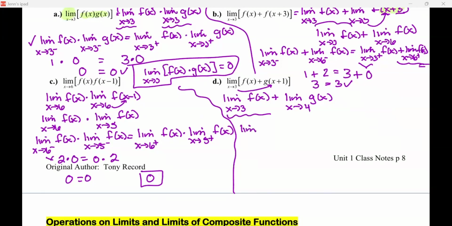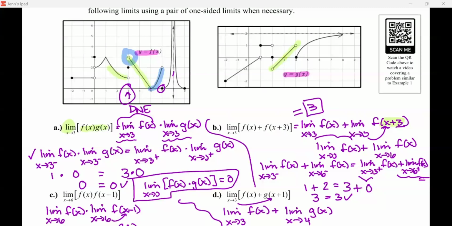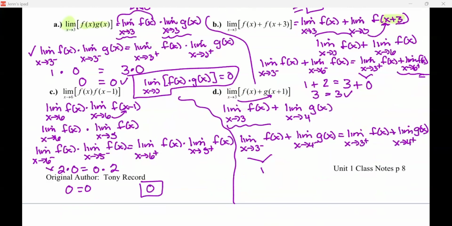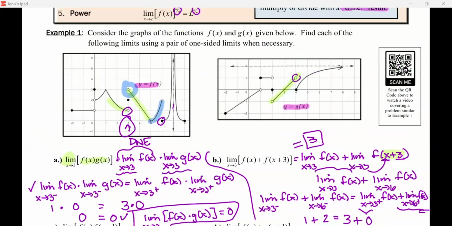So the limit as x approaches 3 from the left of f of x plus the limit as x approaches 4 of g of x from the left is equal to the limit as x approaches 3 from the right of f of x plus the limit as x approaches 4 from the right of g of x. So when I find the limit as x approaches 3 from the left, as I've done, that's going to be 1 plus the limit as x approaches 4 from the left. As I approach 4 from the left, that's going to give me a 1.